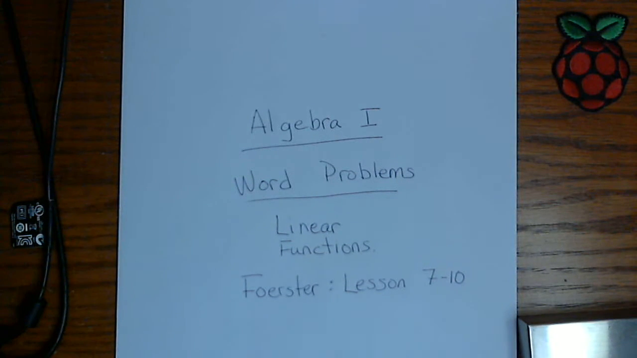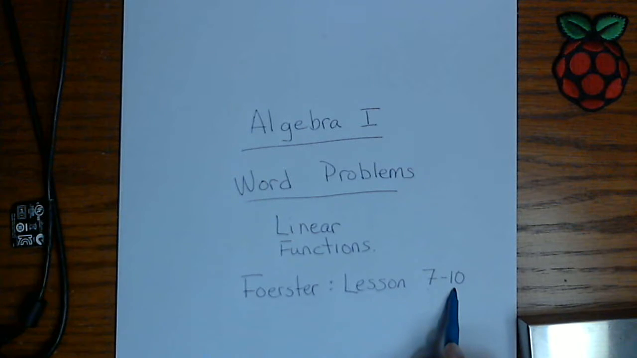Hi there. Today I'm here to talk to you about Algebra I word problems. We're going to specifically talk about linear functions, which might not make a lot of sense to you right now, but that's okay. The book that I'm getting these problems from is by Foerster, Paul A. Foerster, and we're going to talk about Lesson 7-10. That would be Chapter 7 and Lesson 10.